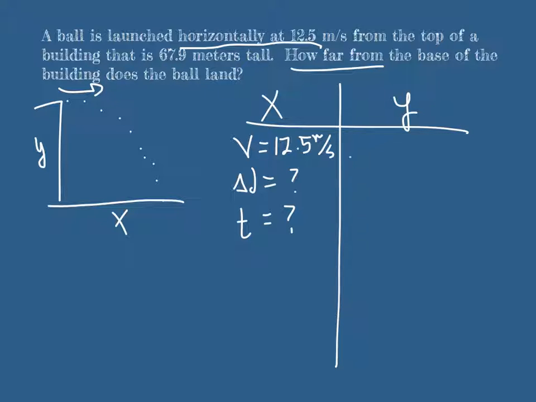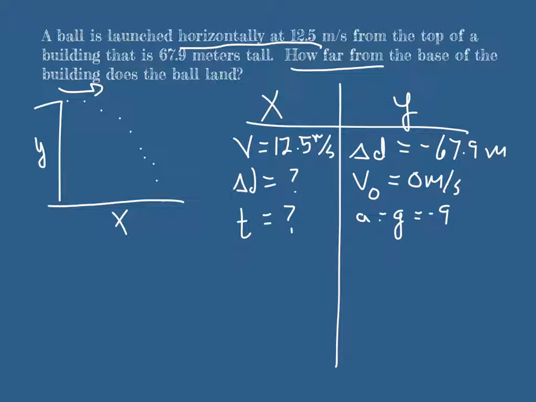In the y direction, we do know its displacement is negative 67.9 meters. It's negative because the building is 67.9 meters tall, but the ball is falling downward, so that's a negative displacement. It's thrown horizontally, so the initial vertical velocity is 0 meters per second. It's in free fall, so the acceleration is equal to little g, which is negative 9.8 meters per second squared, as long as we're on Earth. And again, we do not know the time.